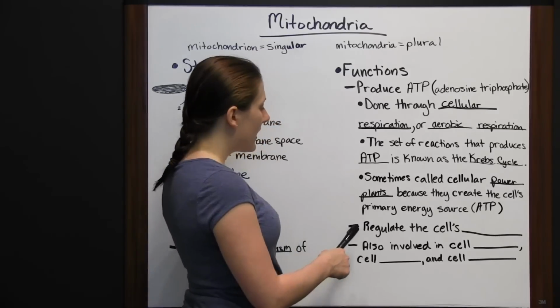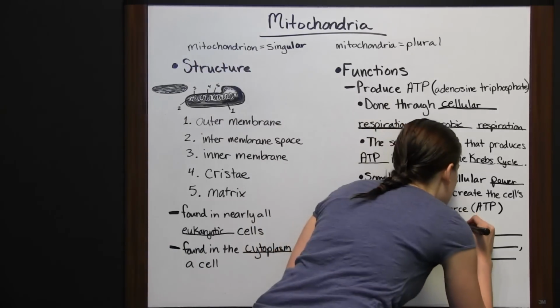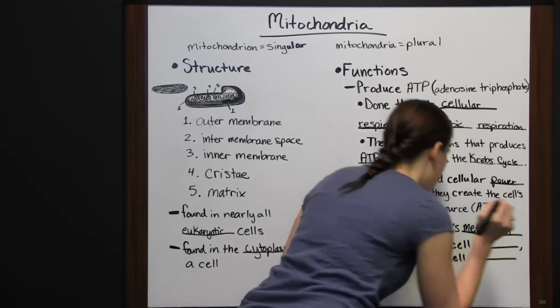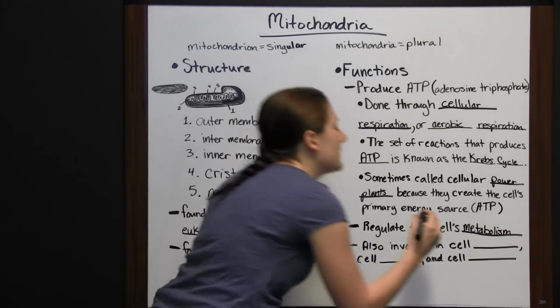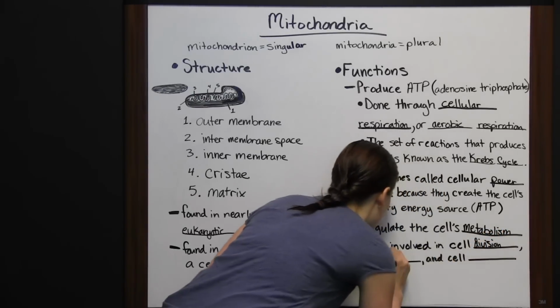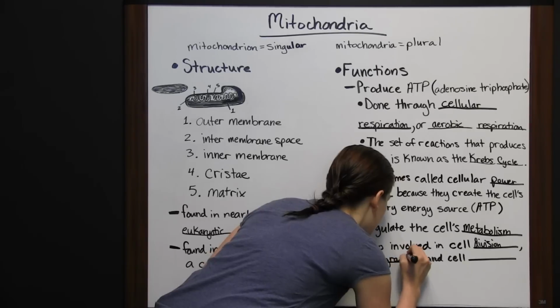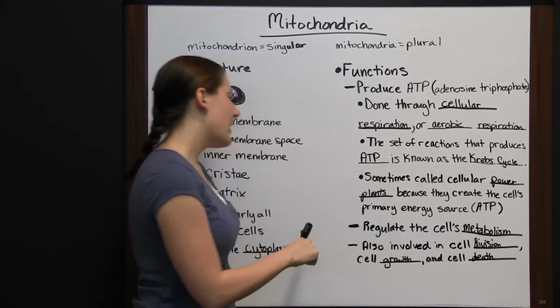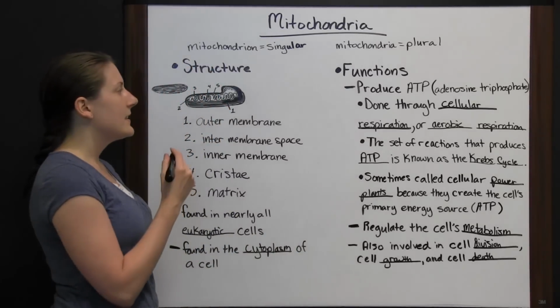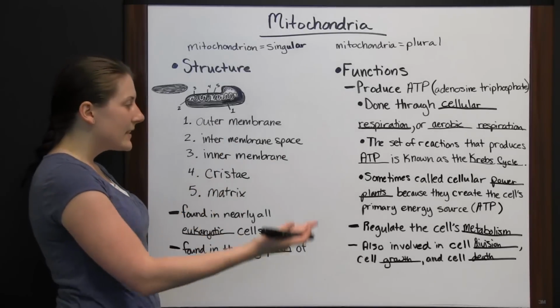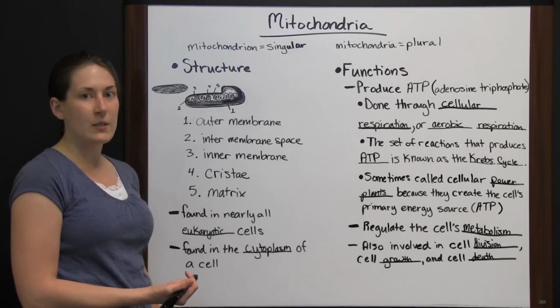They also can regulate the cell's metabolism, and they are involved in cell division, cell growth, and cell death. So all of these processes require energy, and since the mitochondria is producing the primary source of energy, it makes sense that the mitochondria would be involved in a lot of these processes.